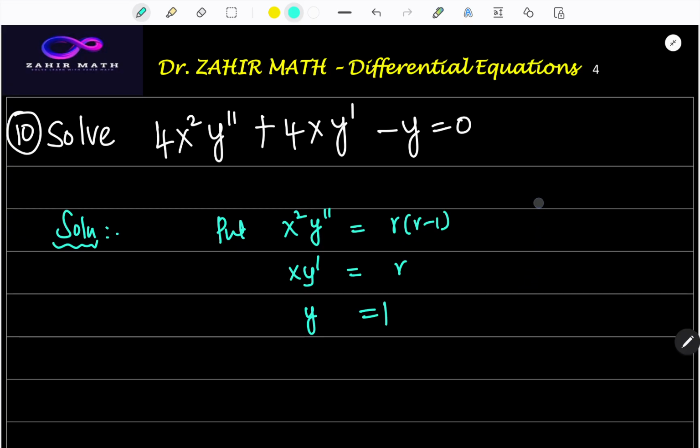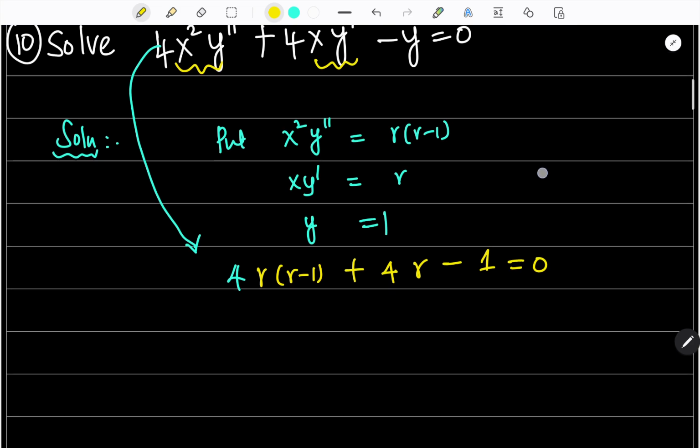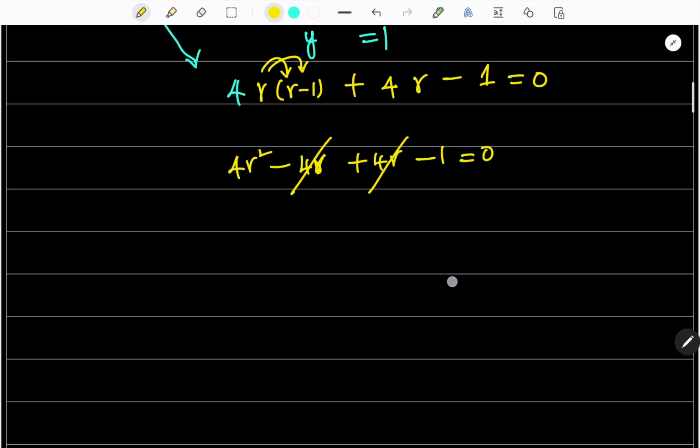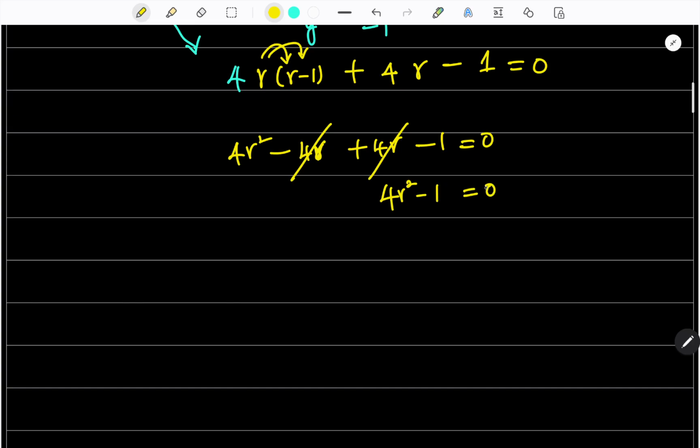1. If I put like this, then the differential equation takes the model, right? 4 times r into r minus 1 plus 4 times r minus y is equal to 1, which is equal to 0. So now you multiply: 4r square minus 4r plus 4r and then minus 1 equal to 0. So 4r gets cancelled. So 4r square minus 1 equal to 0.